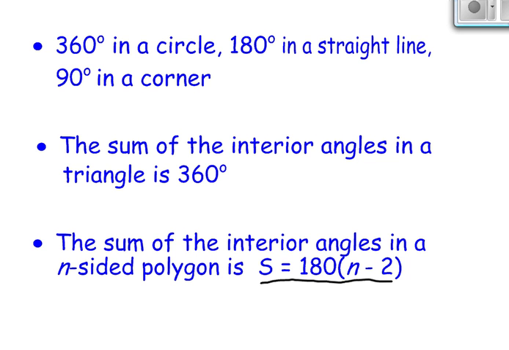Now what that means is, if you have, for example, a 5-sided figure, then you can substitute 5 into this formula, and it will tell you the sum of the interior angles. If you had an 18-sided polygon, you could substitute 18 into this formula and find the sum of the angles. So there's a clear relationship between the sum of the interior angles and the number of sides for a polygon. That's where we ended the last video.